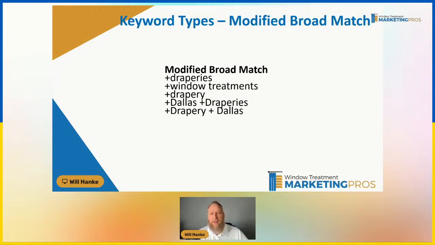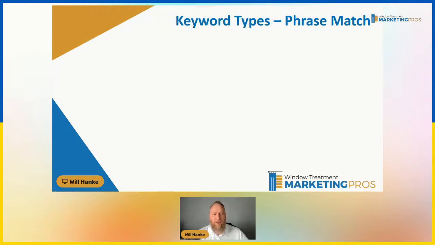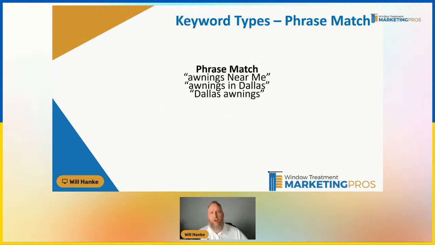Both of those words need to be in the search before your ad would show in that particular case. Now, the next type is phrase match. This is where you put quotes around different keywords that you want Google to use. And this means these words have to be in the search in this order. So there could be words before and after, but they have to be in the search.